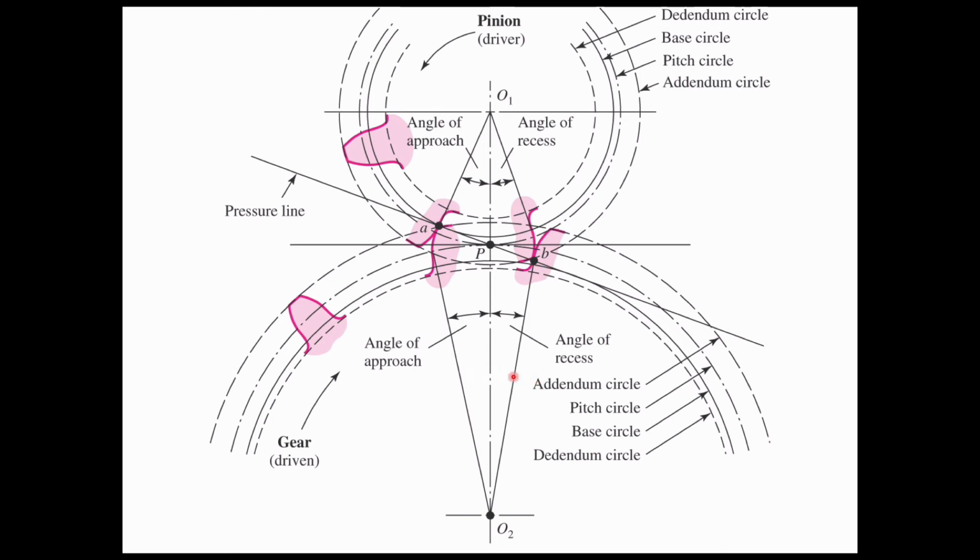For the gear down here, if we are starting at A, the angle of approach is this angle. That's the angle that the contact point sweeps through between A and the pitch point. And then the angle of recess is the angle that the contact point sweeps through between the pitch point and B. And we can define those similarly for the driver gear or the pinion up here.